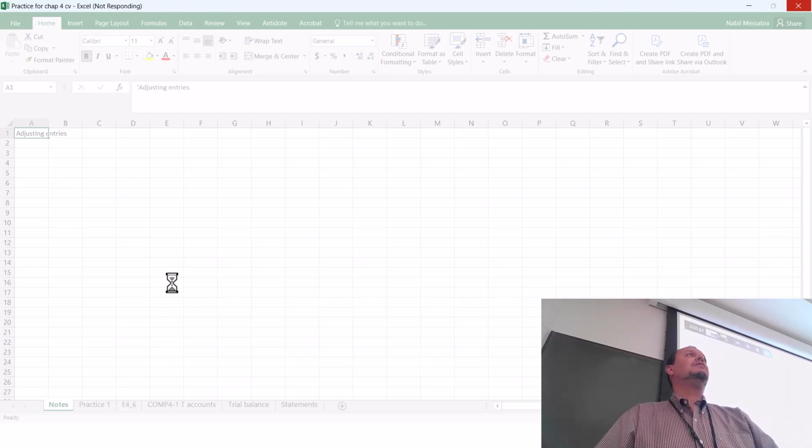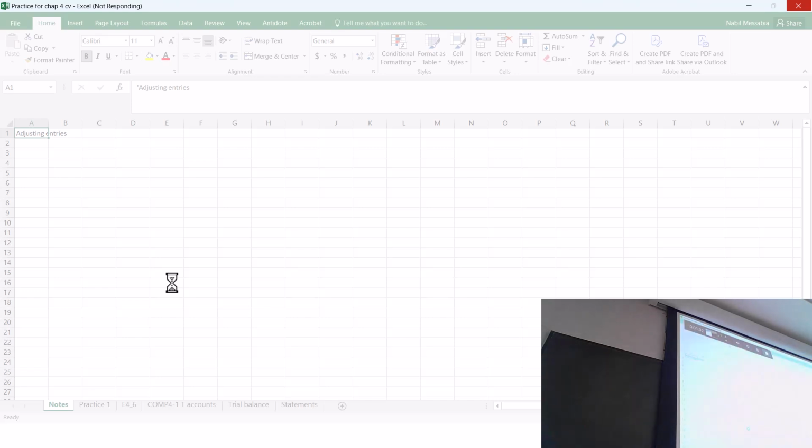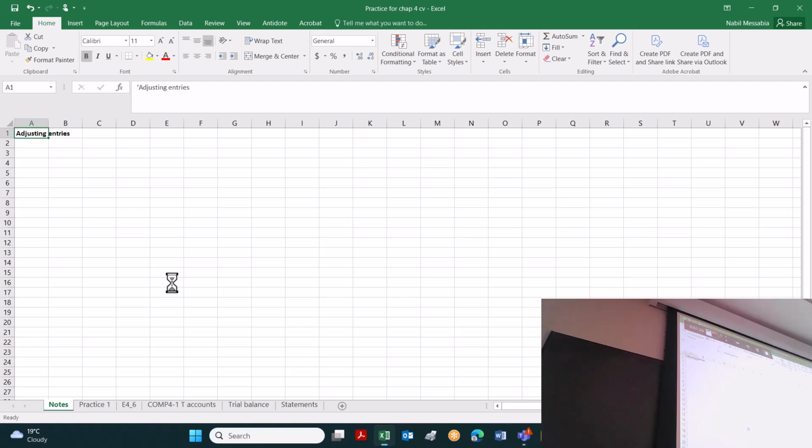So go ahead. What are the three principles? Periodicity. Yeah. The fact that the life of an entity is divided into independent periods. And when we say independent period, it means that when we prepare an income statement, we have to make sure that all the earned revenues are recognized and all the expenses are considered also. That is the first one.